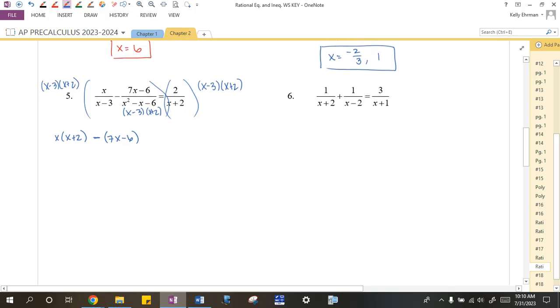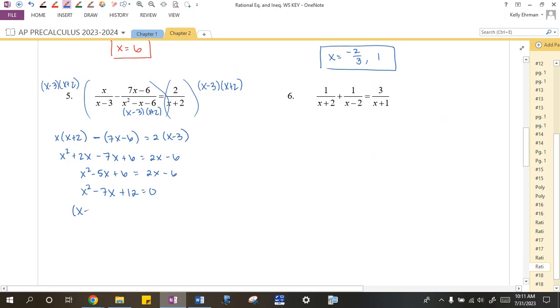Anyway, minus 7x minus 6 equals 2 times x minus 3. x squared plus 2x minus 7x plus 6 equals 2x minus 6. So x squared minus 5x plus 6 equals 2x minus 6. Subtract 2x, x squared minus 7x. Be careful here, you're going to be adding 6, so the 6's do not cancel. Add 6, you get plus 12 equals 0.